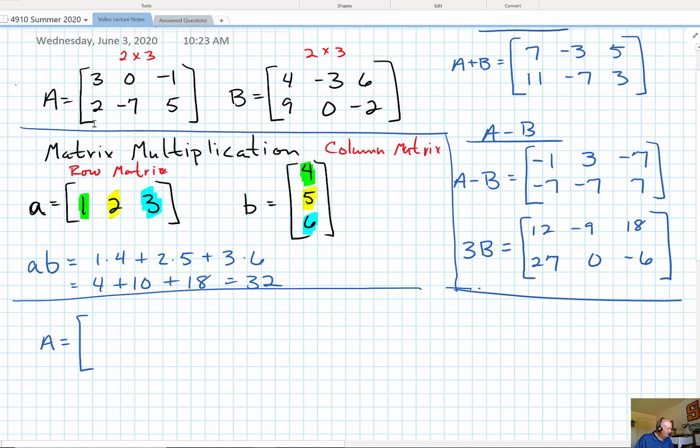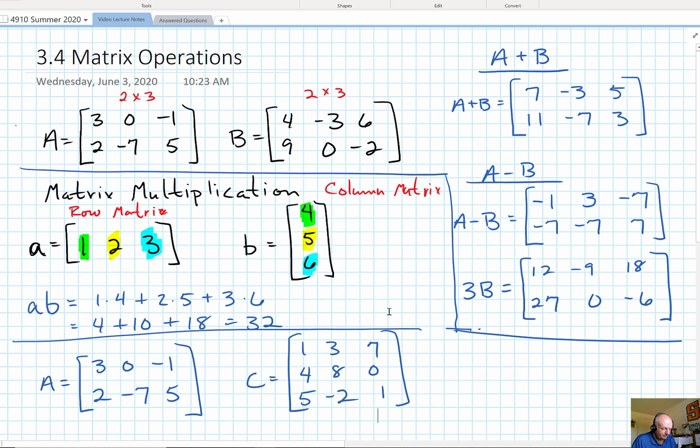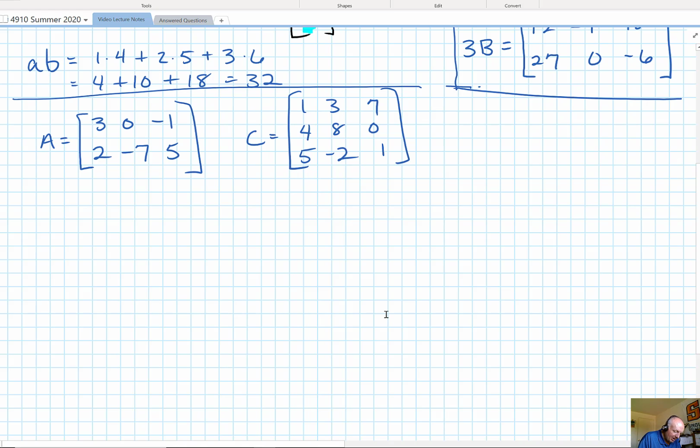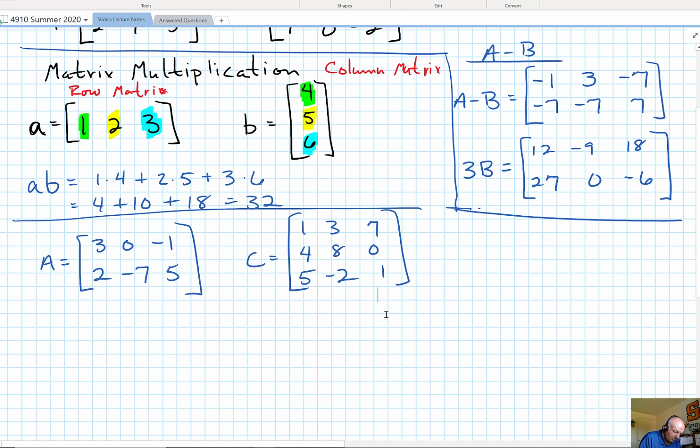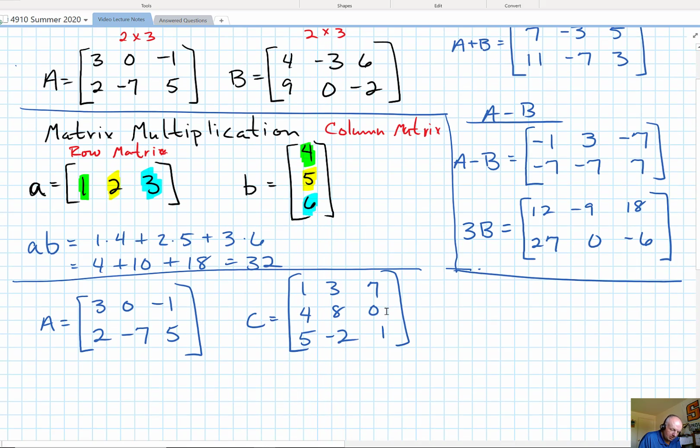So let's take our original A matrix, which was 3, 0, minus 1, 2, minus 7, and 5, and I'm going to multiply it by a new matrix. We'll call it C, and it will be 1, 3, 7, 4, 8, 0, 5, negative 2, 1. And here's the deal. I can actually multiply these matrices even though they are different sizes. There's a rule. In fact, I cannot multiply the original A times the original B.